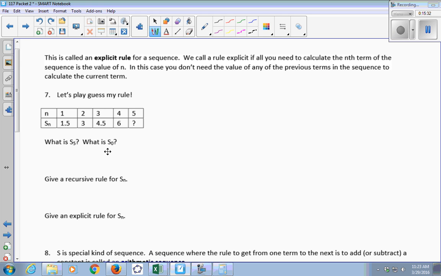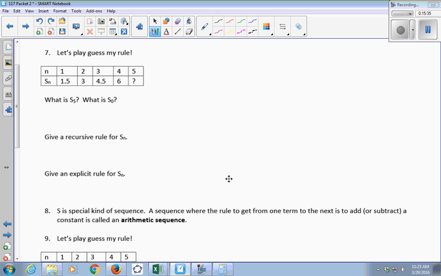All right, so let's play a little guessing game here. So I have a rule that I used to create this table of numbers.